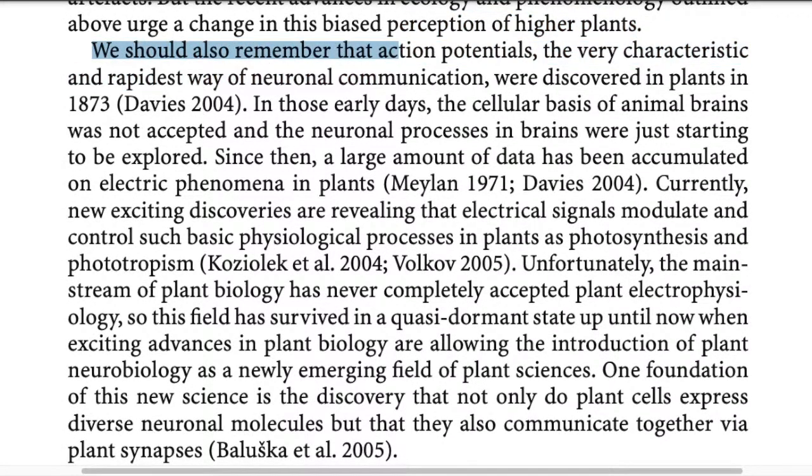We should also remember that action potentials, the very characteristic and rapidest way of neuronal communication, were discovered in plants in 1873. In those early days, the cellular basis of animal brains was not accepted, and the neuronal processes in brains were just starting to be explored.